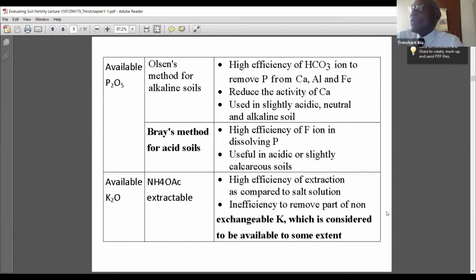We also do available potassium using ammonium acetate extraction. The merits and demerits are there. Next slide.